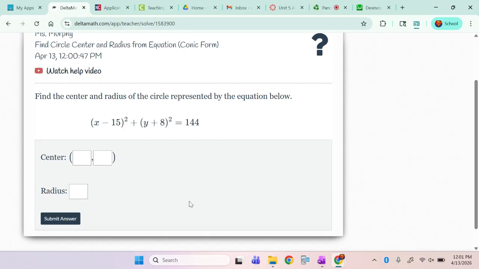Close. You had it right the first time. 15 and negative 8. So remember, flip the signs. If this is negative, that means this is positive. If this is positive, that means this is negative. So your center is the point 15, negative 8.